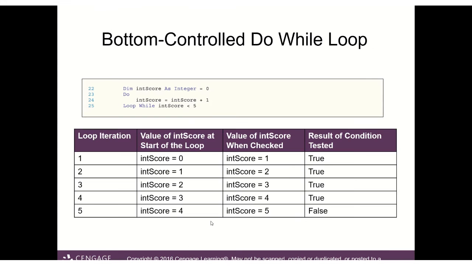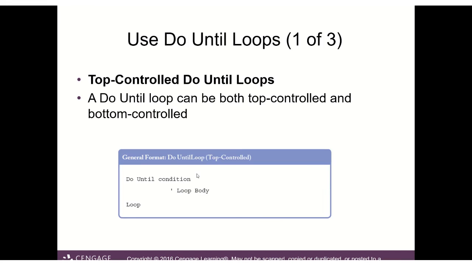Okay, so a bottom control loop example is something like this. You can see the code line number 22 declares the int score as integer equals 0. Then line number 23 is the start of the do loop. Then line number 24 is the statement that we execute as a part of the do loop, the body of the do loop. Then 25 is the end of the loop, while the int score value remains less than 5. So that's the entire bottom control do while loop.